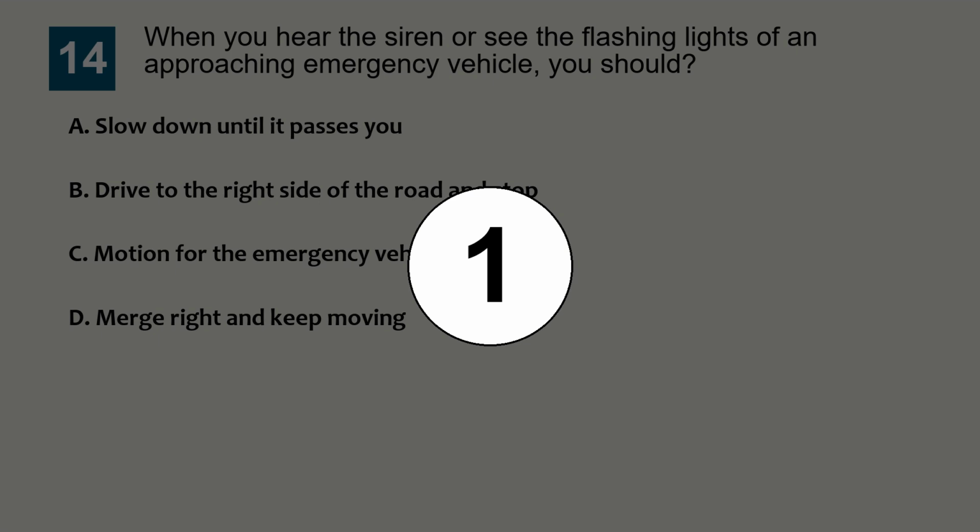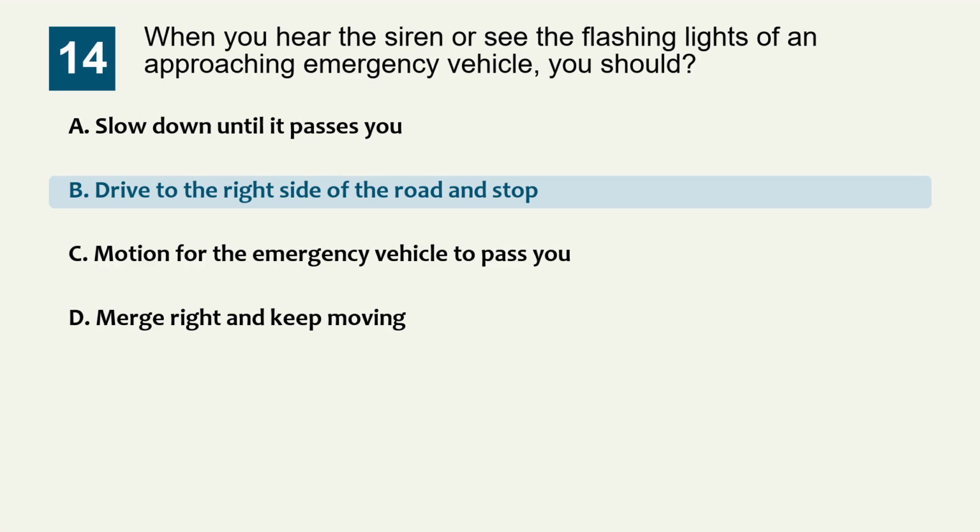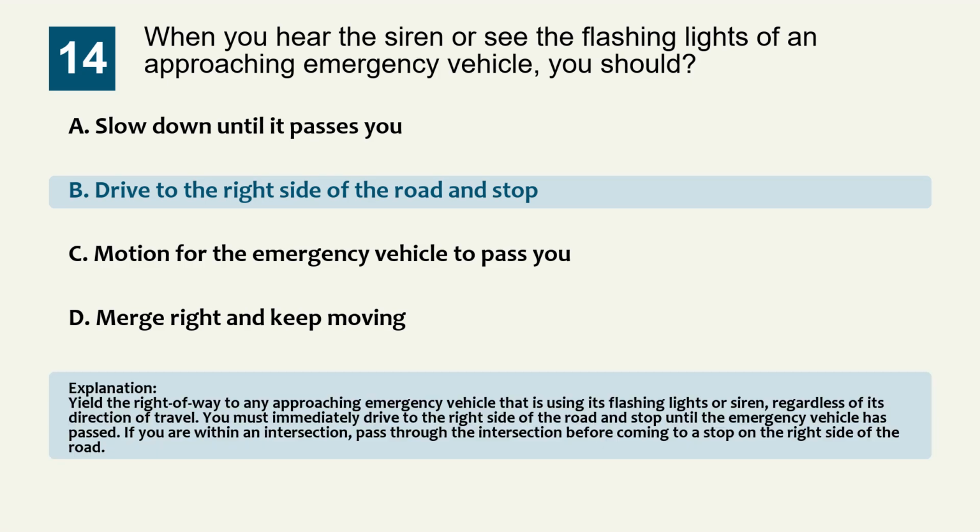The correct answer is option B. Drive to the right side of the road and stop. Yield the right-of-way to any approaching emergency vehicle that is using its flashing lights or siren, regardless of its direction of travel. You must immediately drive to the right side of the road and stop until the emergency vehicle has passed. If you are within an intersection, pass through the intersection before coming to a stop on the right side of the road.